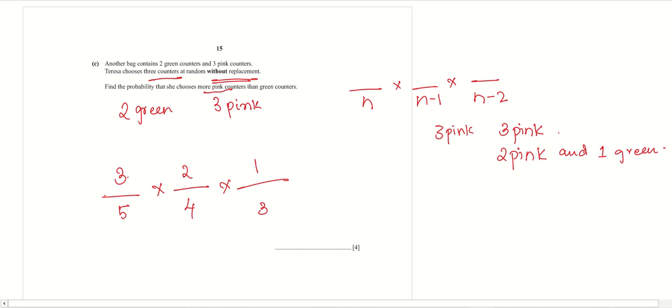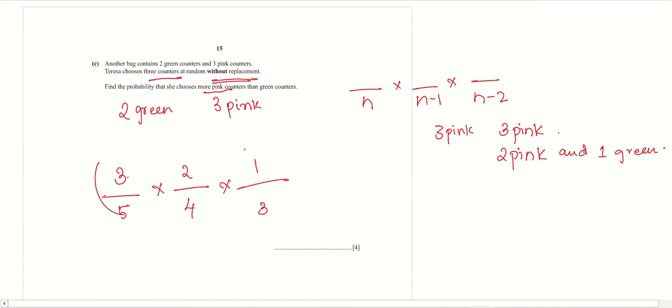So every time she does it, she takes 1 pink. Out of 3 pink, she took 1 pink, so it became 2 pink here, and she's not replacing it. So be careful. If she was replacing it, then it would be like the previous question. The probability would remain the same. It would be 3 out of 5 multiplied by 3 out of 5 multiplied by 3 out of 5. But over here it is without replacement, so that's the difference. Okay.